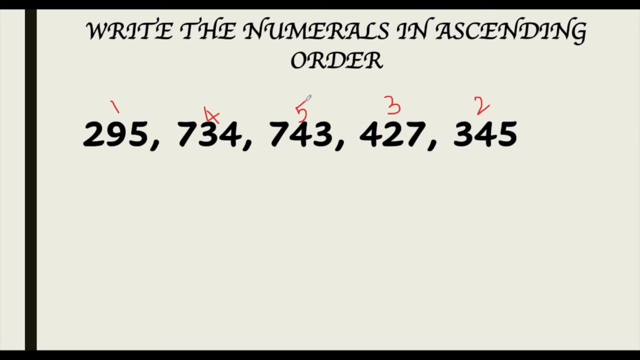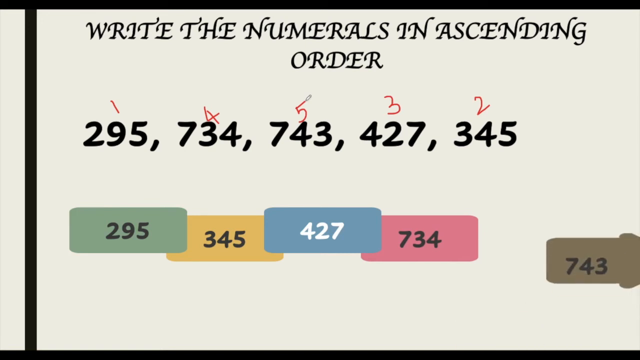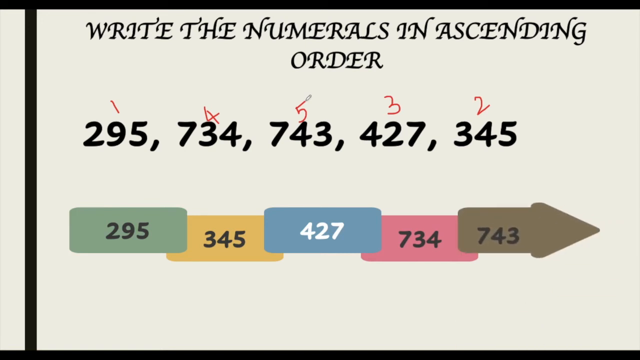Come, let us write it. First we have 295, then we have 345. After 345 we have 427. After 427 we have 734. After 734 we have 743. So ascending order means writing numbers from the smallest number to the greatest number.